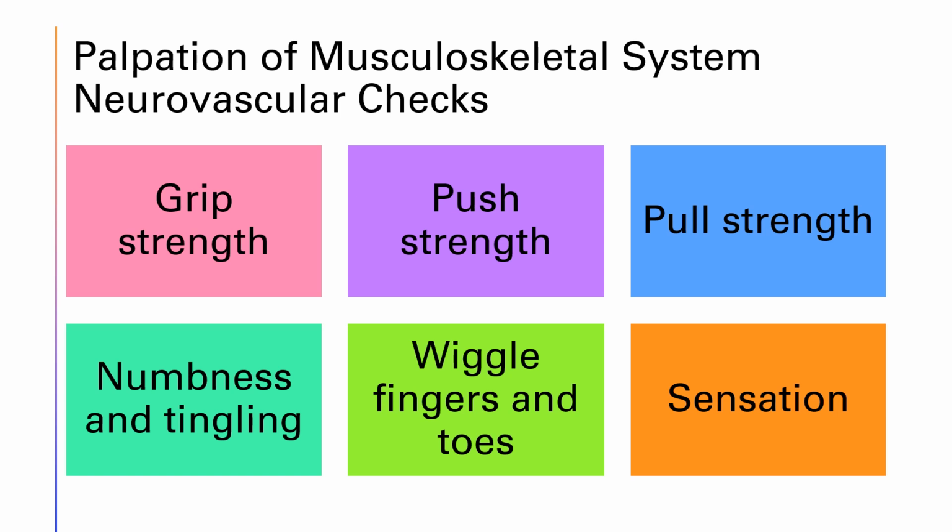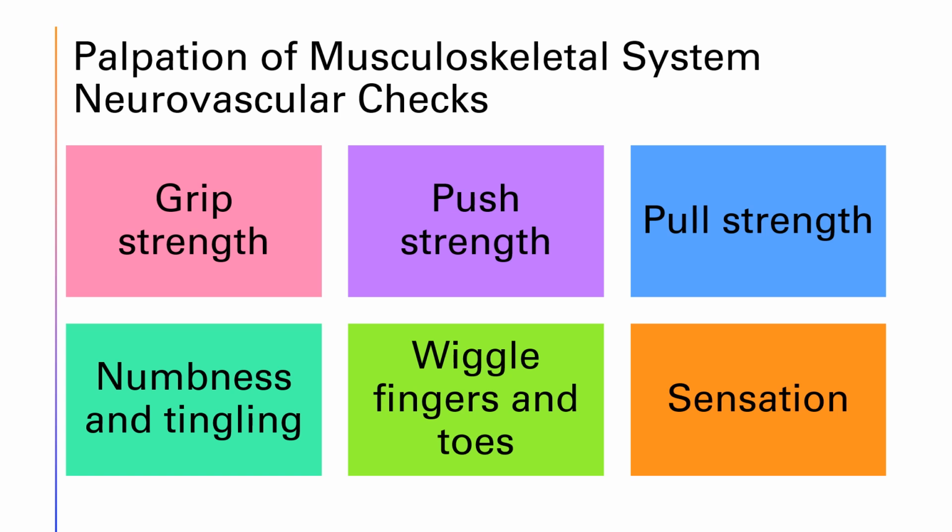I mentioned that we tend to do our neuromuscular checks while we are assessing cap refill and edema of the extremities. When we check the neurovascular functions, we're checking that each extremity has grip strength, push and pull strength, and asking if the patient has any numbness or tingling in their fingers or toes. We also have them wiggle their toes and fingers to make sure they can move them, as well as checking to make sure they have sensation in their feet.